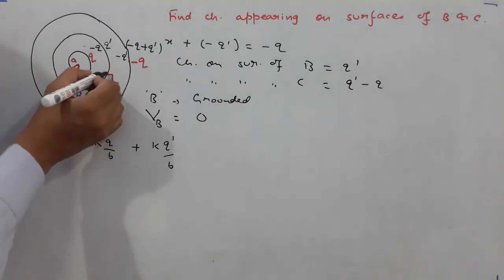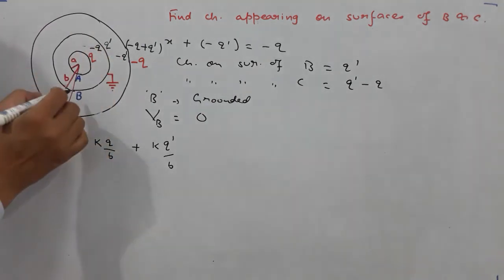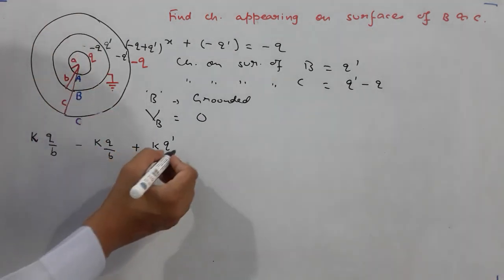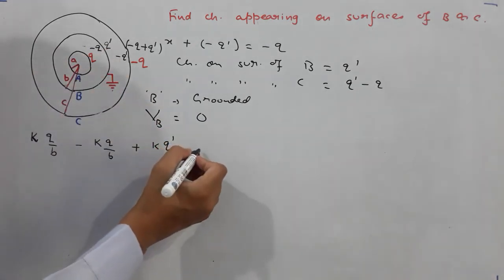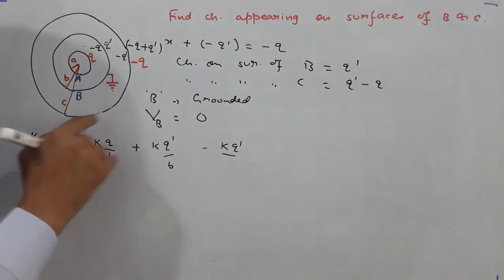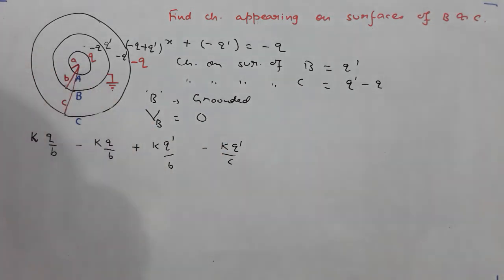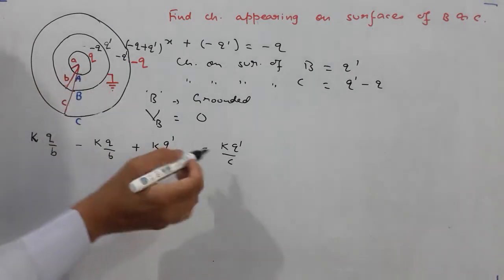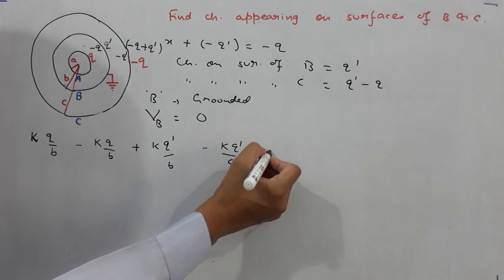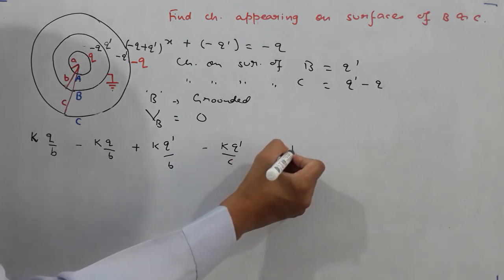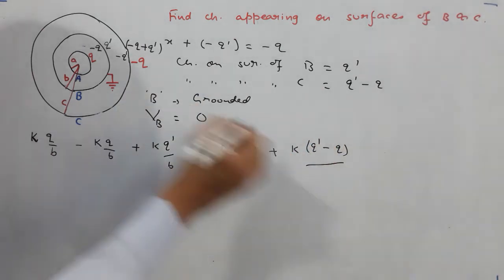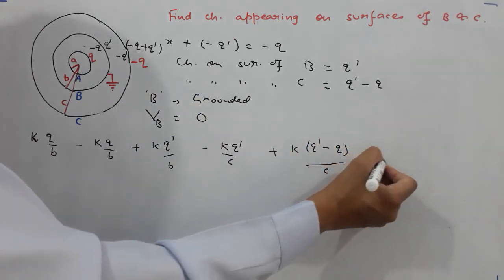Now for cell C, this point is inside. So the potential at a point inside a cell is the same as the potential on its surface. So minus Q dash, that will become minus K Q dash upon this radius, that is C. Because this point is inside, we will write the value of potential on the surface only. And due to charge minus Q plus Q dash, we can write K times Q dash minus Q, divided by that distance, that is C.